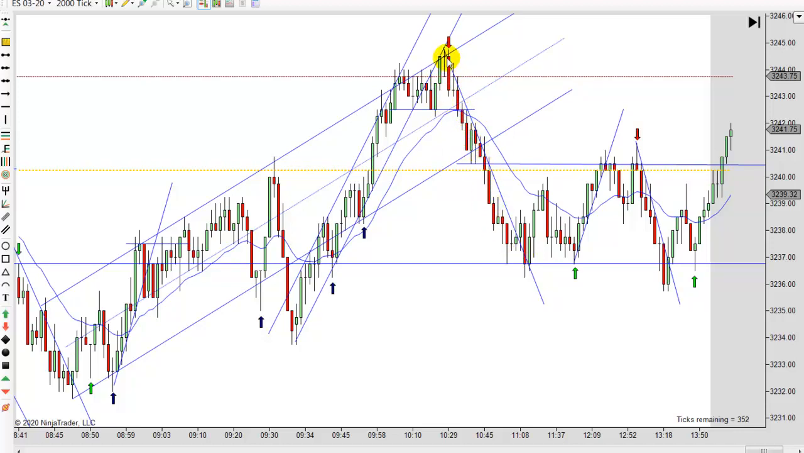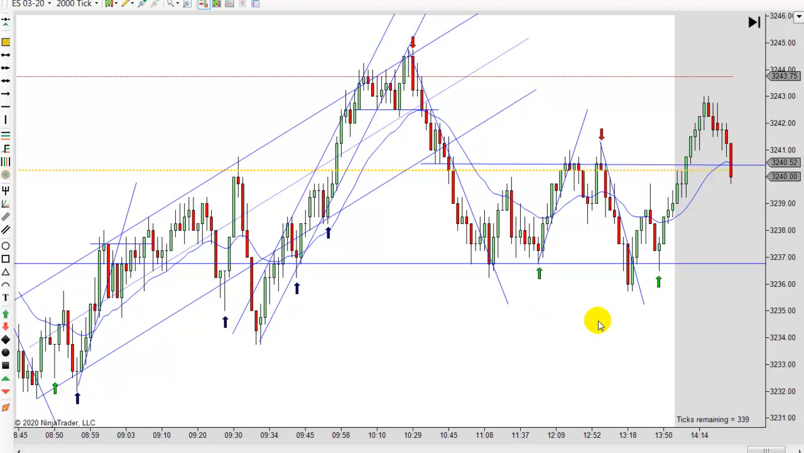And I'd probably try to pick up a runner here just in case. And sure enough, you could have ridden that one all the way down. That was a really good trade there.